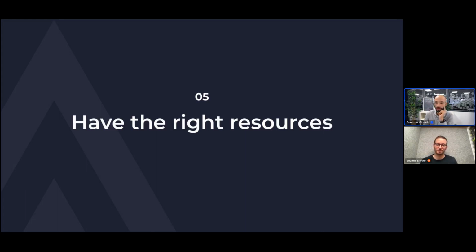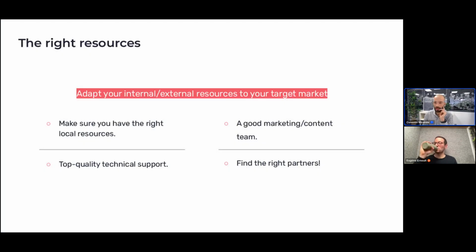And then one last step is to have the right resources. You can have the best strategy possible. If you have nobody to execute it, it's not going to work. So the first thing is to have the good human resources. And human resources are not only your own team. Everybody's working on a project.